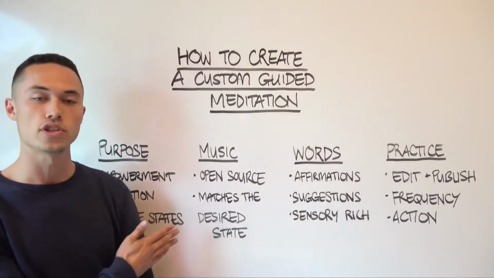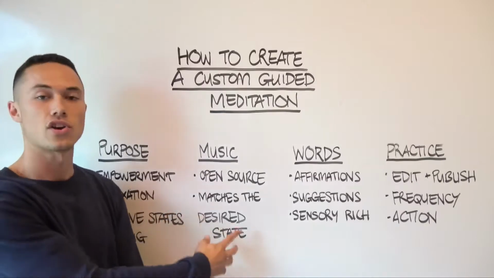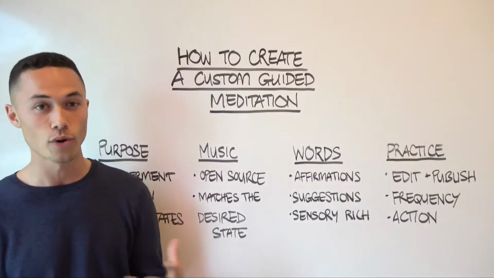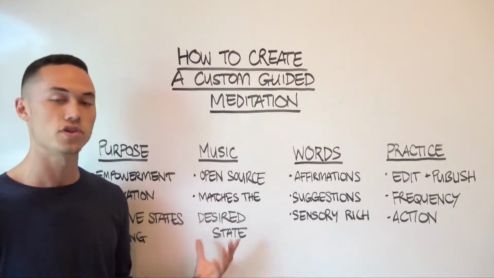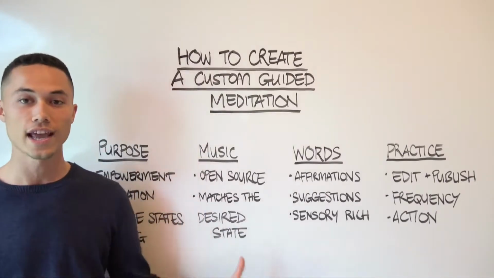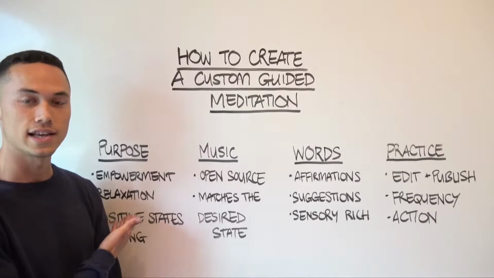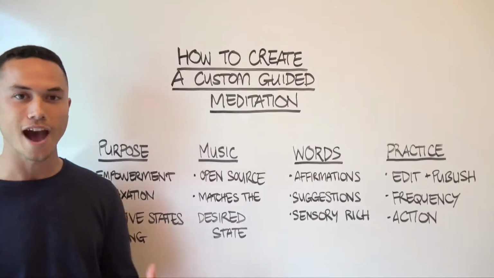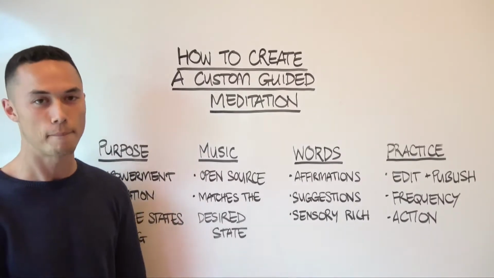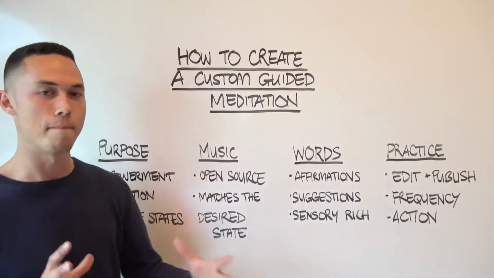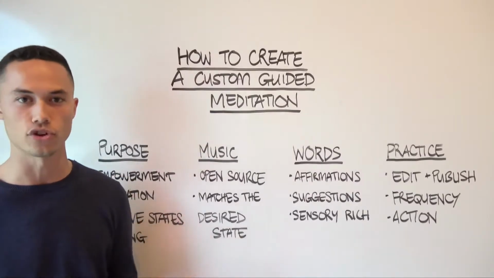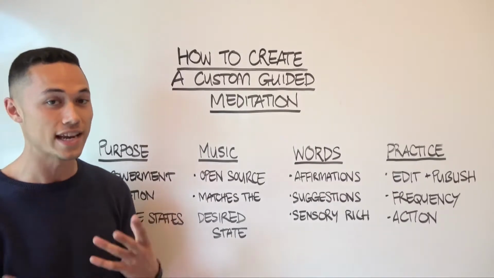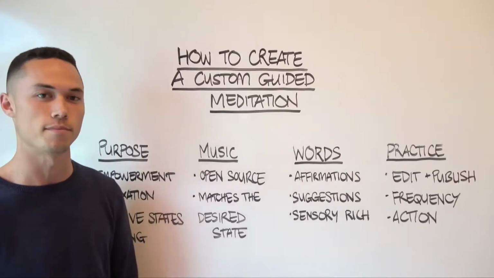So when you're choosing music, make sure it suits the desired state that you want. If you want to bring on states of happiness and love and peace, then choose music that's appropriate for that. Or again, if you're trying to create this state of empowerment and power and confidence, something more upbeat and with a stronger sort of melody to it is going to work a lot better. So listen to a whole bunch of different tracks until you identify one that really fits with your intended purpose.